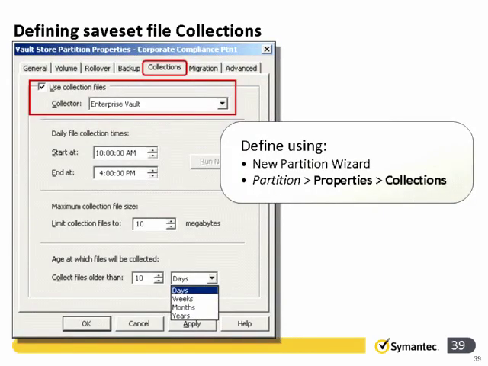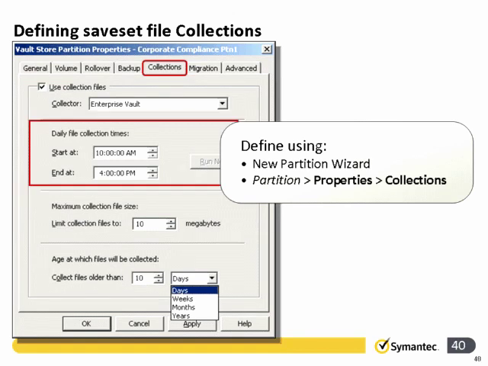So how do we define our collection configuration options? Well, this is done on the partition properties. We can do this either when we initially create the partition, which we looked at a little when we were creating partitions back in the storage lesson, or we can go into the individual partition and go to the Collections tab. First, you have to determine whether or not you want to enable collection, and you can do that by putting a check mark in front of Use Collection Files, and then you can specify what type of collection software you want to use. Typically, in an Enterprise Vault environment, you'll select Enterprise Vault for the collection.